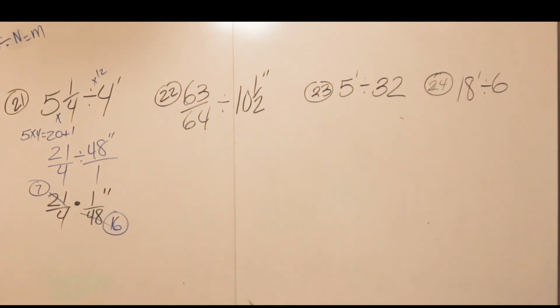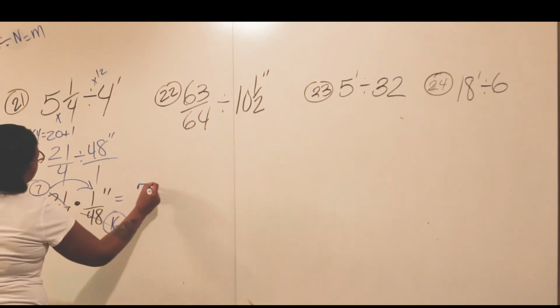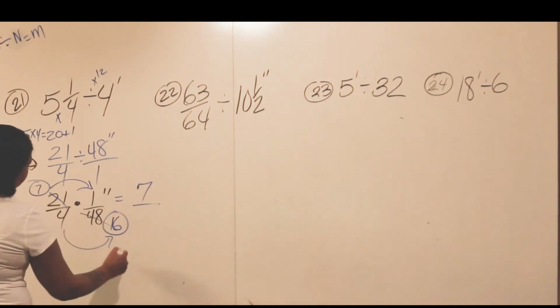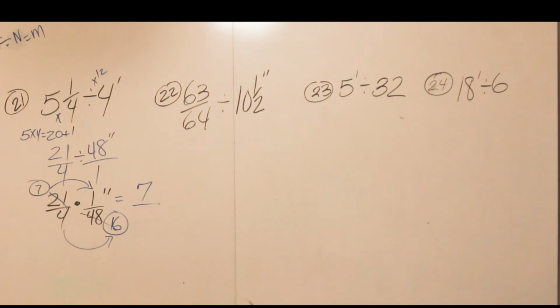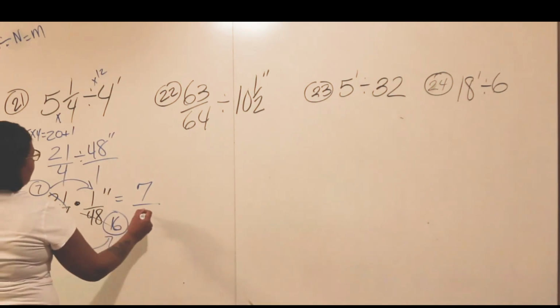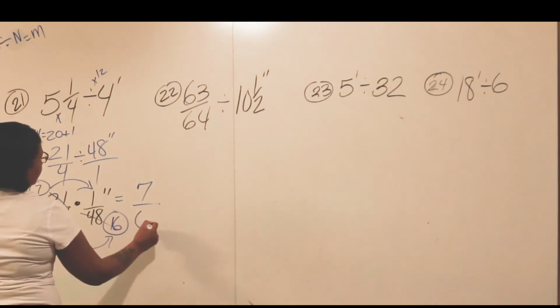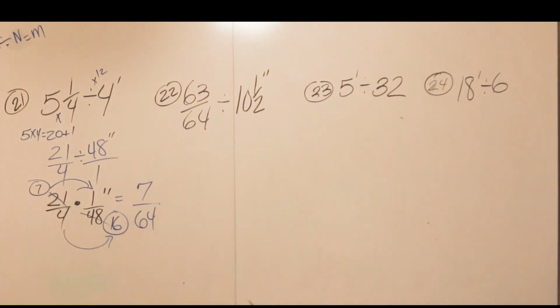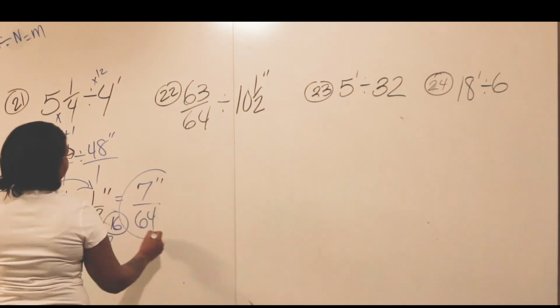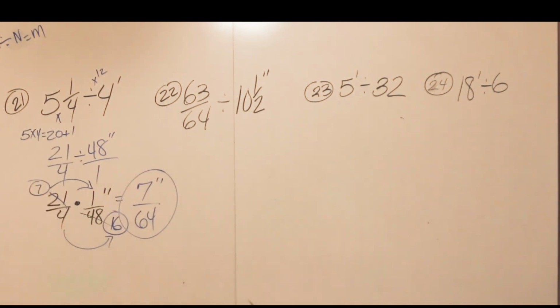So now we multiply numerator times numerator. 7 times 1 is 7. Denominator times denominator, 16 times 4 is 64. Always ask, can you reduce? Is that your final answer? No. Inches. If you do not put your inch marks, your final answer is going to be wrong. So the final answer is 7/64 inches.